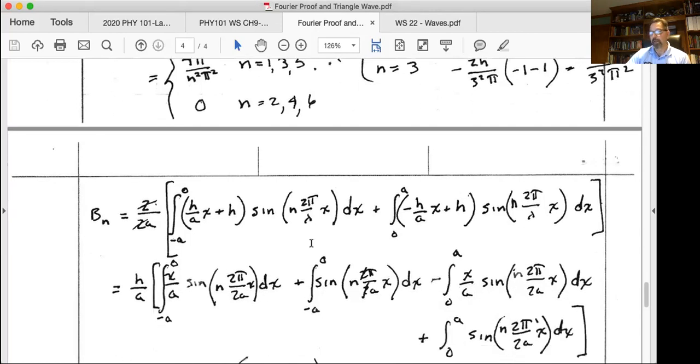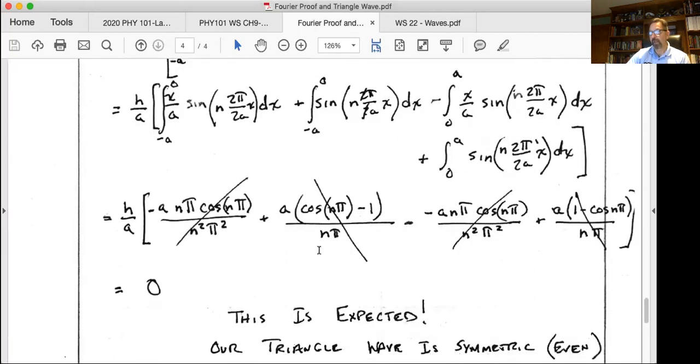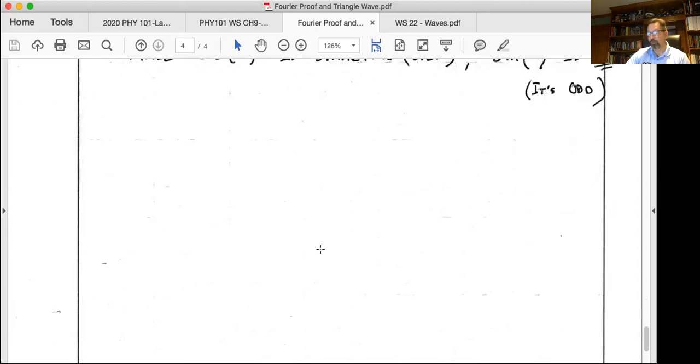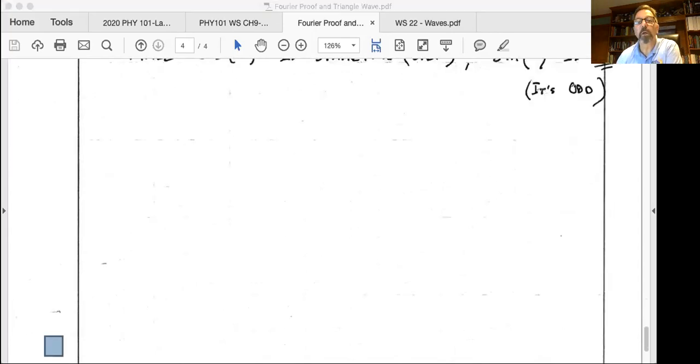All right, in any event, I could go through the b's, but I fully expected the b coefficients to be 0 because this is an even function. Sines are odd. Our triangle wave is symmetric. All right, in just the few minutes that are left here, I want to show you an Excel spreadsheet where I added these up just to prove to you that they do indeed add up to give me that function that I was talking about. All right, so share screen, go to Excel.